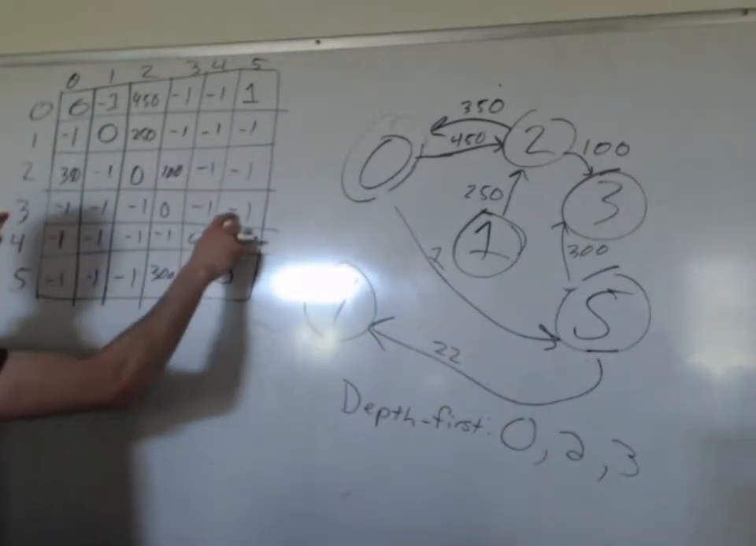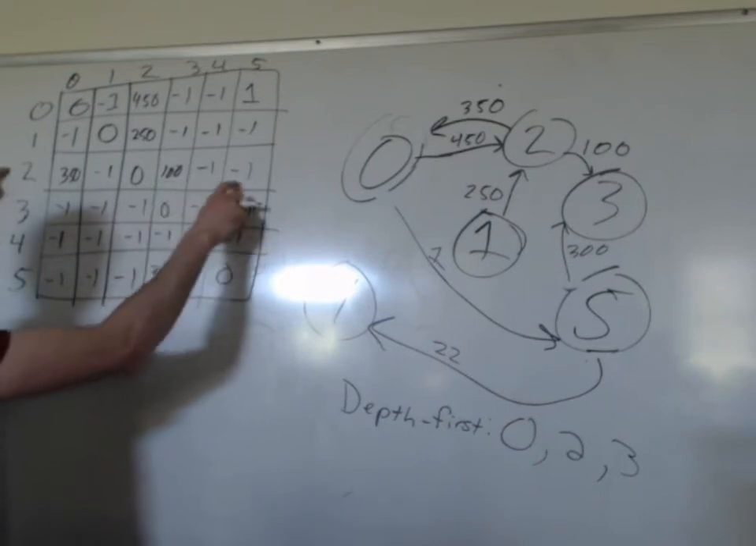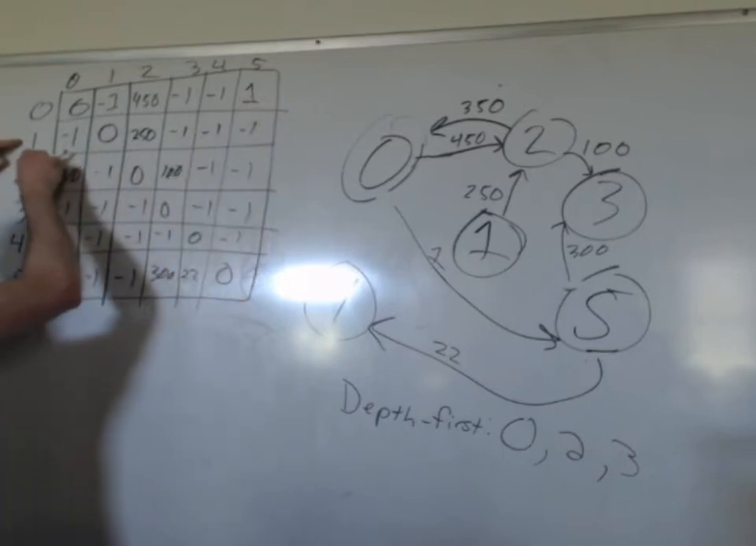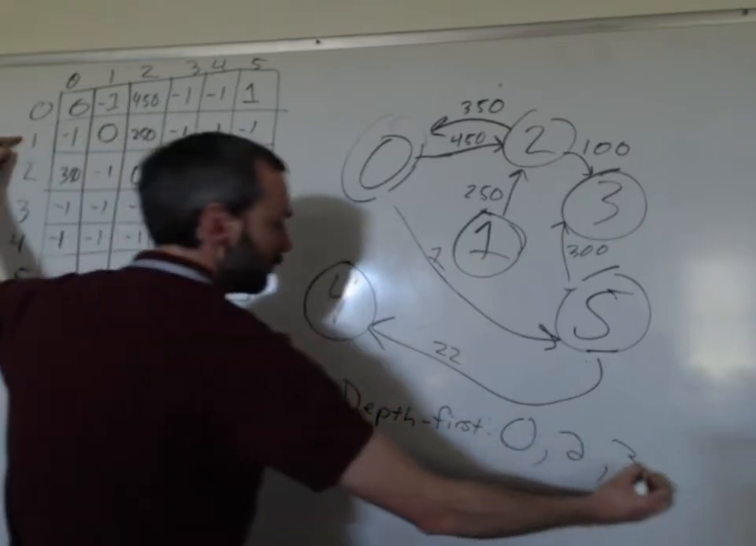I'm at 3. I jumped to 3. Can I do anything? Nope. Come back to 2. Finish my search. Can't do anything. Go back to 0. Can't do anything. Go back to the next. Go to 1. Have we visited 1? Nope. So we go to 1.